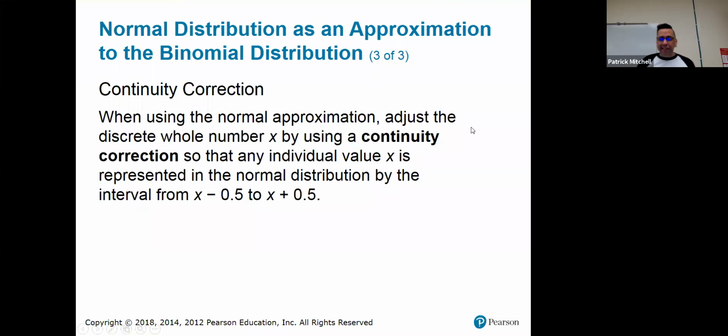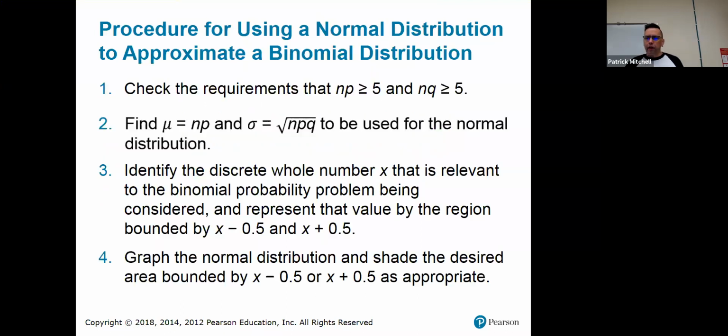All right, and then lastly, when you're using normal approximation for binomial, you have to do this continuity correction that I mentioned earlier. And I will show you how to do that when we get to our examples. Okay, this right here is not my favorite way to explain this. All right, so here's your procedure. You check your requirements: n times p, n times q are both at least 5. Calculate the mean and the standard deviation using those formulas. And then figure out your continuity correction, basically.